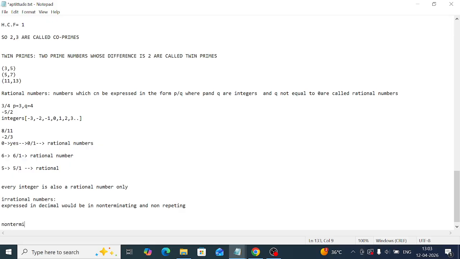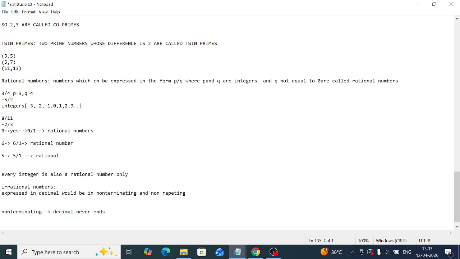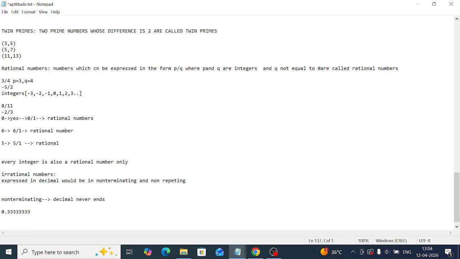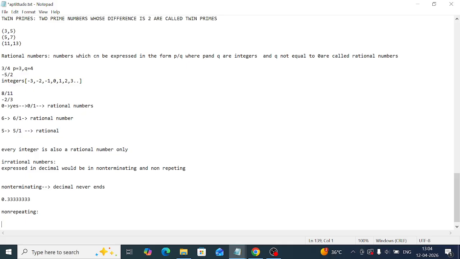Non-terminating means the decimal never ends. For example, if you take 1 by 3, you get 0.333 and so on; it is not going to end, that's why it is non-terminating. Non-terminating, non-repeating numbers are called irrational numbers. Terminating, repeating numbers are called rational numbers.